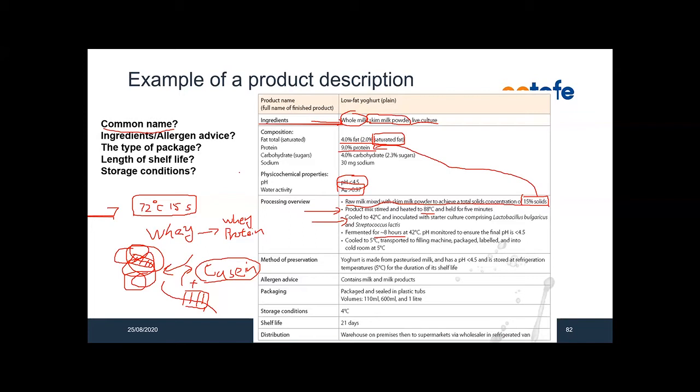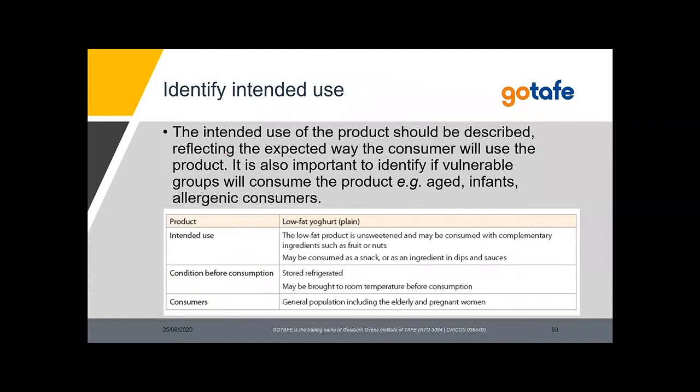So as you can see, in this product description, you have to list a lot of information. By listing those, you are able to find out what the potential hazards are, and you have a basic understanding already. And then another thing, as we mentioned earlier, is whether it's ready to eat, or what is the intended use of the product. The intended use should be described, reflecting the expected way the consumer will use the product, whether they are going to heat it up or it's ready to eat. It's also important to identify if vulnerable groups will consume the product, for example young people and aged people, and if there's anyone who might be allergic to the product.